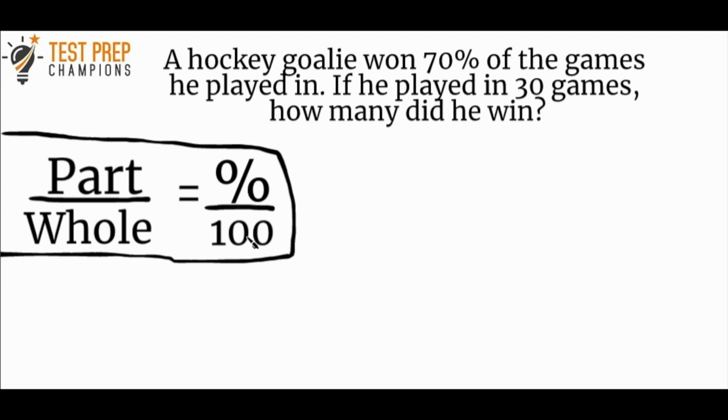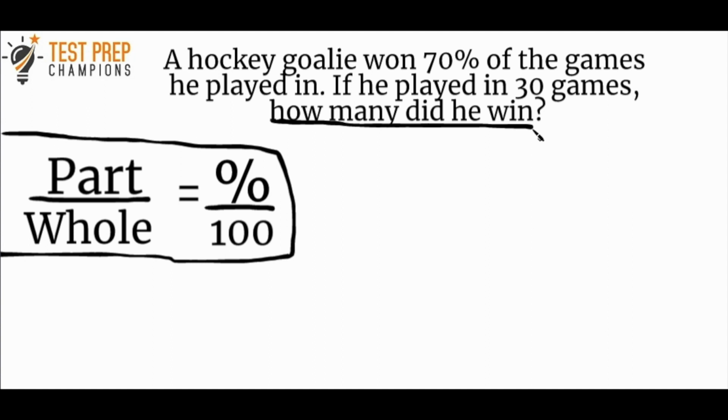So what you have to understand for any kind of word problem, or especially any percent problem here, is that you always want to first figure out what you're trying to find. So in this case, we want to know how many games did he win. So at the end of the question, we want to make sure that whatever number we calculate, that's actually the number of games that he won.